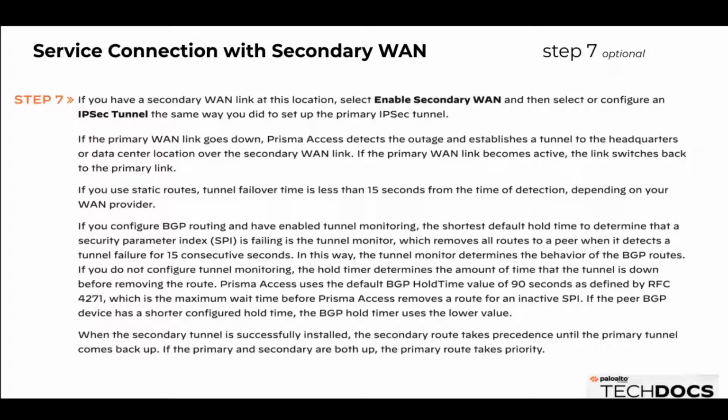If you're using a static route, the tunnel failover time is less than 15 seconds from the time of detection. Or if you are configuring BGP routing and have enabled tunnel monitoring, the shortest default hold time to determine that a security parameter index, or SPI, is failing is tunnel monitoring failure for 15 consecutive seconds. When the secondary tunnel is successfully installed, the secondary route takes precedence until the primary tunnel comes back.